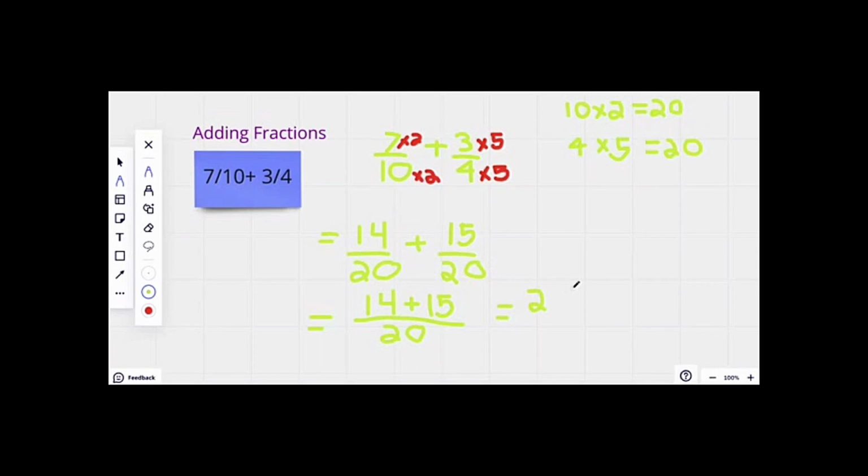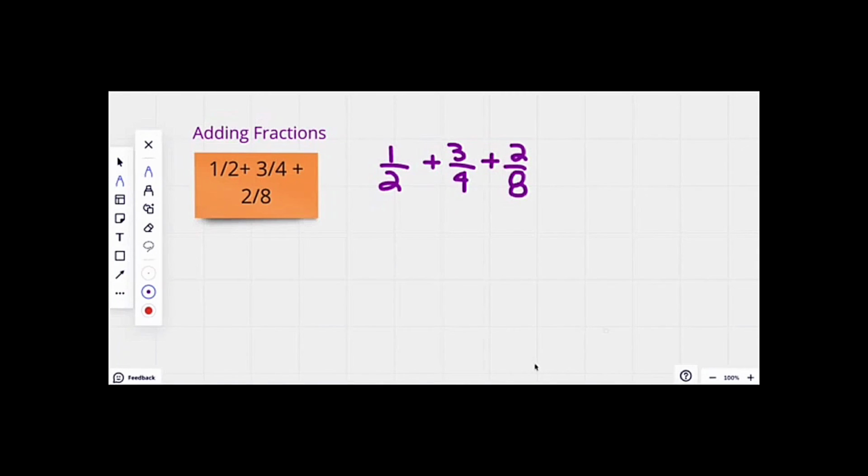29. And the denominator stays the same, which is 20. So our answer when adding 3 tenths plus 3/4 is 29 over 20.